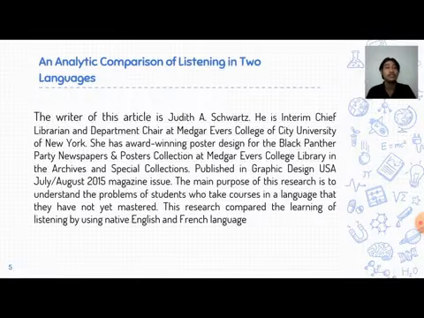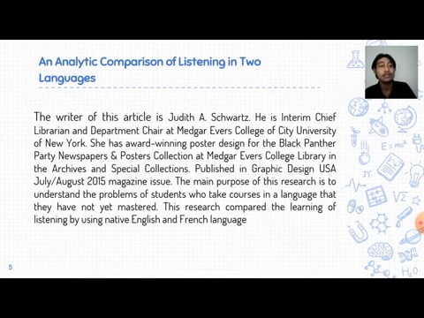The next, the second one, is an analytic comparison of listening in two languages. This article was written by Judith. She's an internship librarian and department chair at the Medgar Evers College of City University of New York. She has an award-winning poster design of Black Panther party newspaper and poster collection.